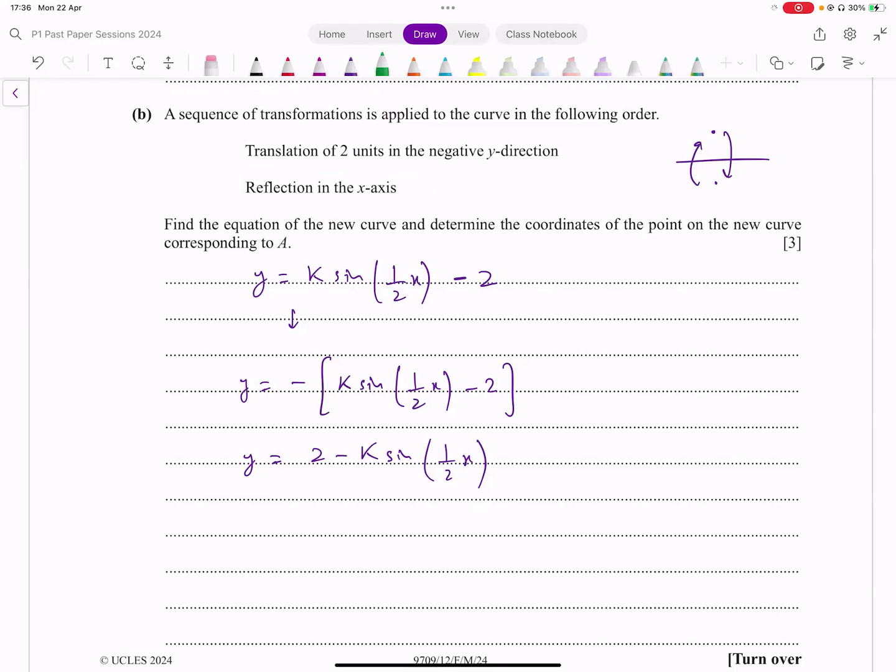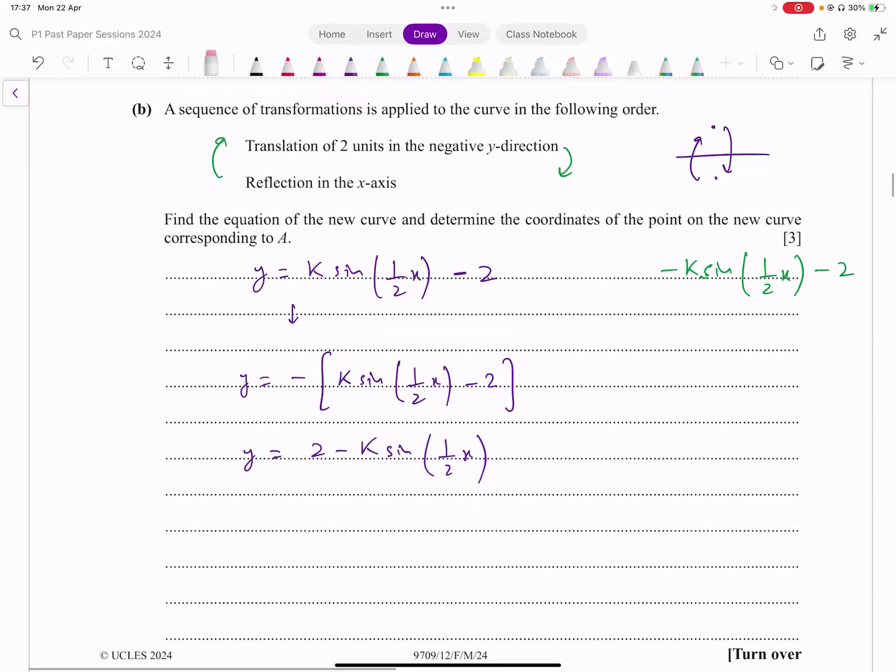What you are saying, so you're saying minus should only be with k. That would happen if it was the other way around. If reflection was happening first, then you would put a minus sign with k sine half x. And then after that, you can do translation, and that will be -2. But in this case, the order is different. You first have to do translation. After you're done with translation, this is what you end up getting. Now, this whole thing has to be reflected. So you put the negative sign outside. Okay, so that's the equation that you get at the end.